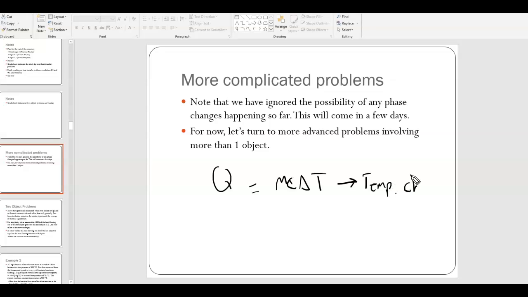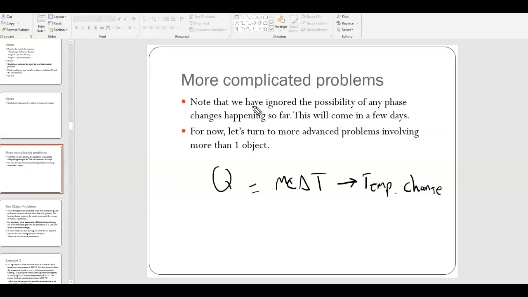Now, this equation is all well and good, but this equation only works for temperature change. Okay, and so you would only use this equation in situations where the object's temperature is changing as you add or remove heat. Now you might ask, well, wouldn't the temperature always change if you're heating an object? No, not necessarily. And so later on we're going to talk about another equation that deals with things besides temperature change. We're not going to talk about that in this video, though.